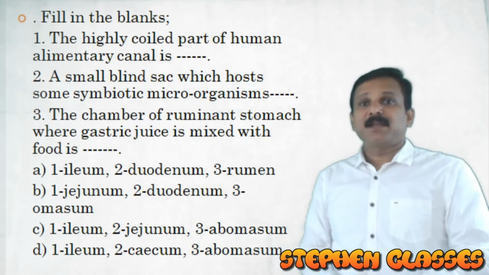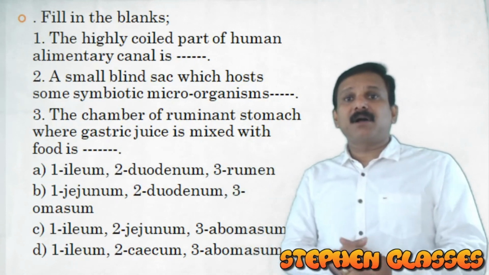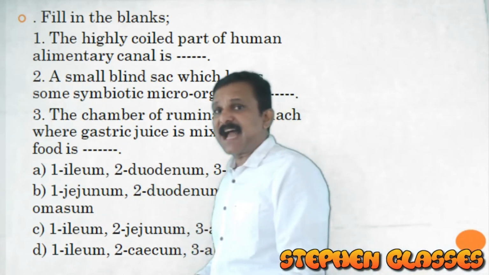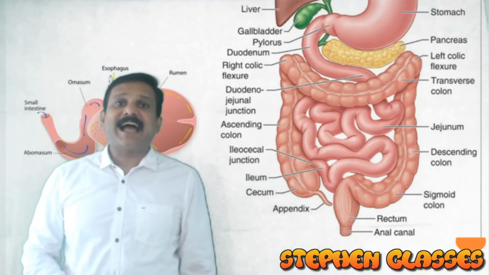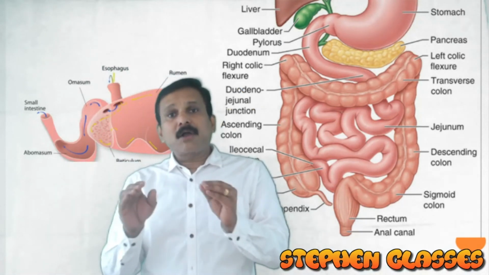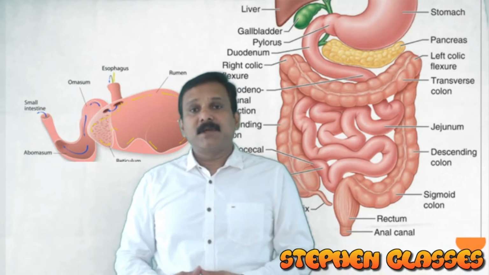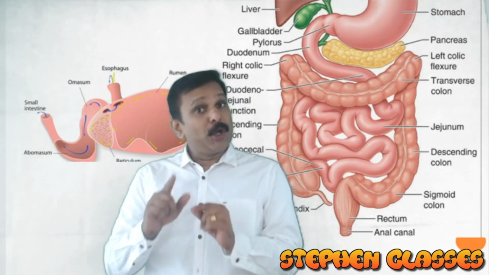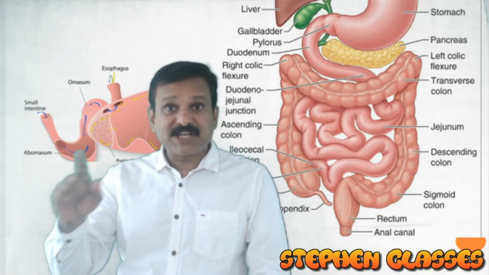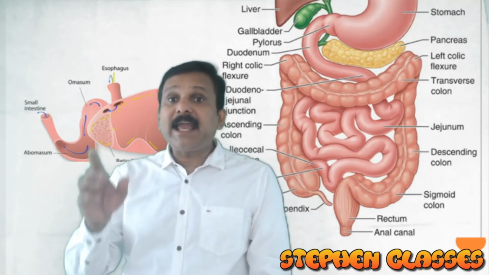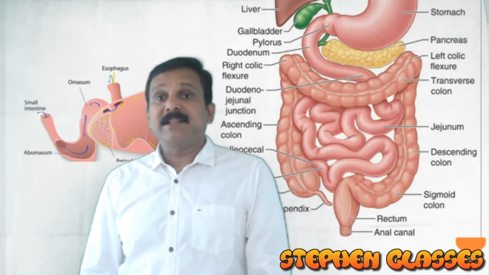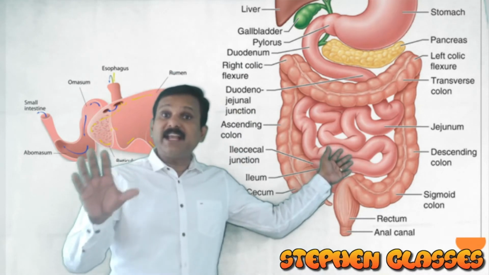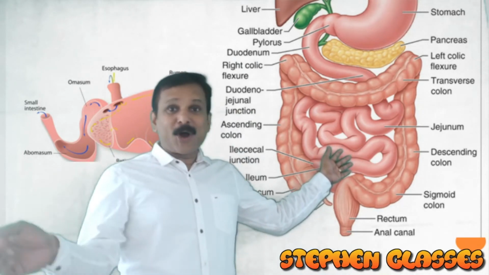Fill in the blanks. The highly coiled part of the human alimentary canal is. In the textbook it is written, we have the diagram for you, that we have a long coiled mid portion of our small intestine and that is called jejunum. Long coiled mid portion is jejunum, whereas the highly coiled part of the small intestine is our ileum. So ileum is highly coiled. Jejunum is the long coiled mid portion.